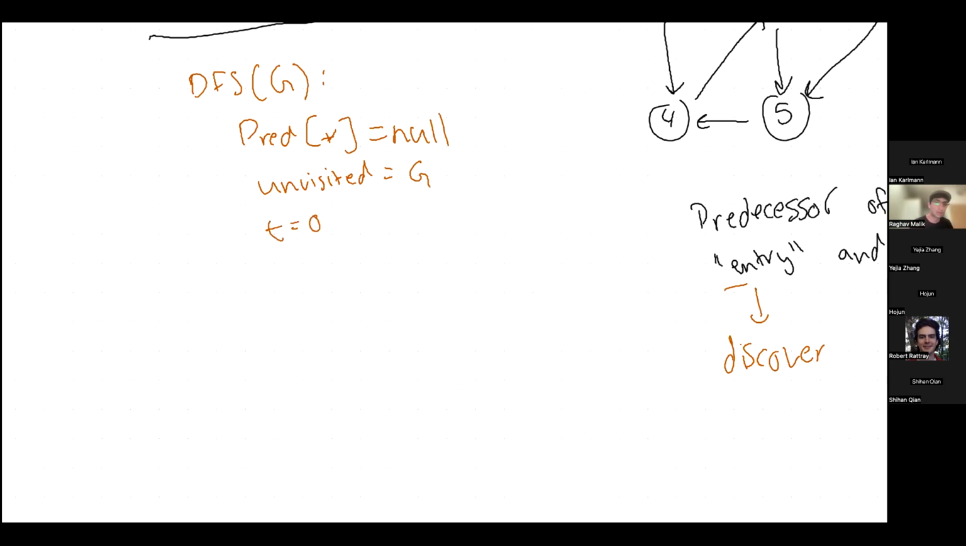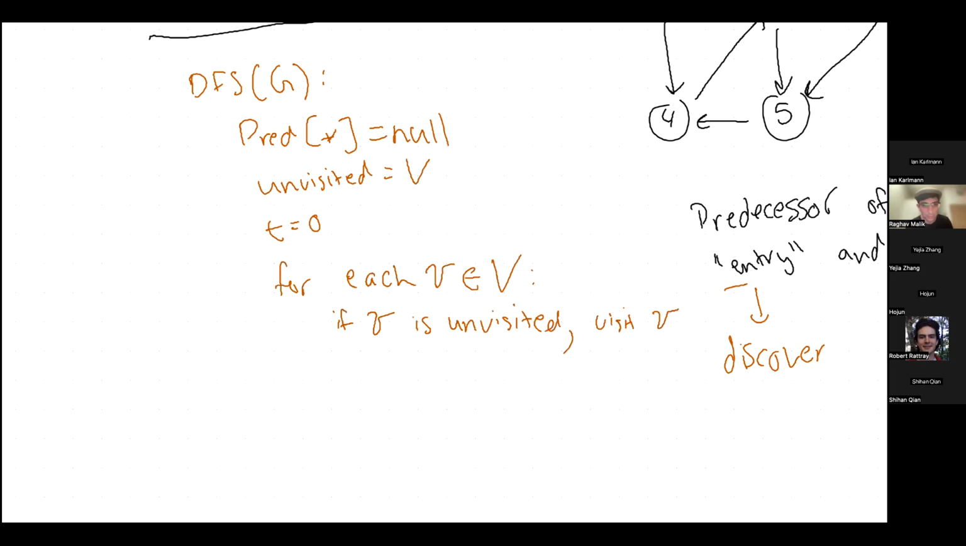And I can say, for each V in V, oh, maybe I want to refer to this as just the set of vertices. If V is unvisited, visit V.